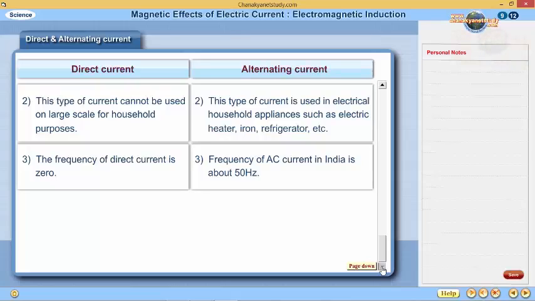Direct current. The frequency of direct current is 0. The frequency of alternating current in India is about 50 Hz.